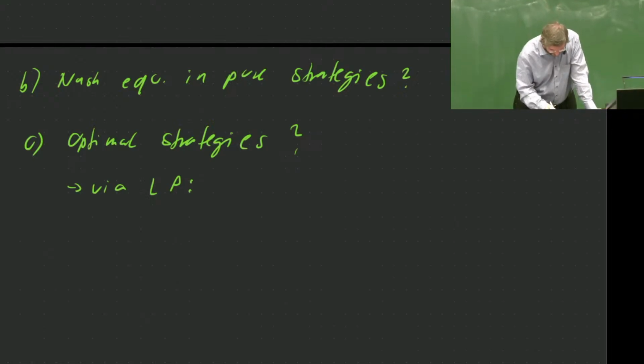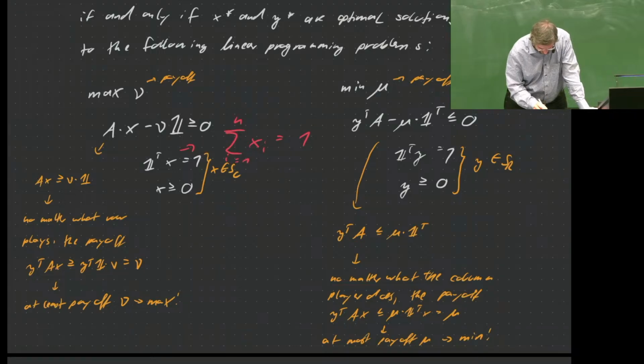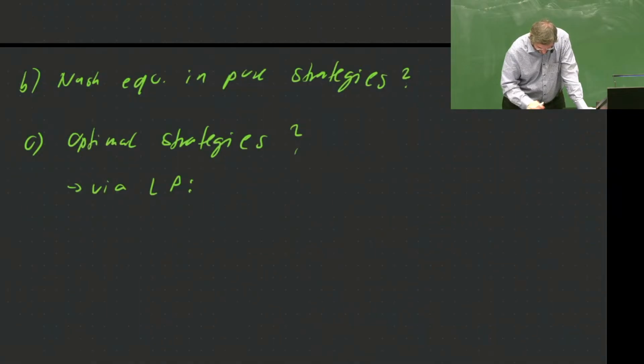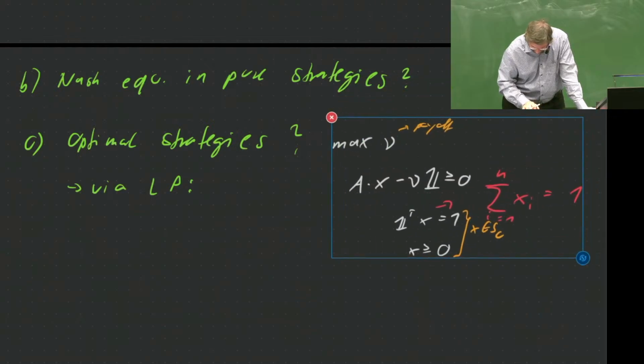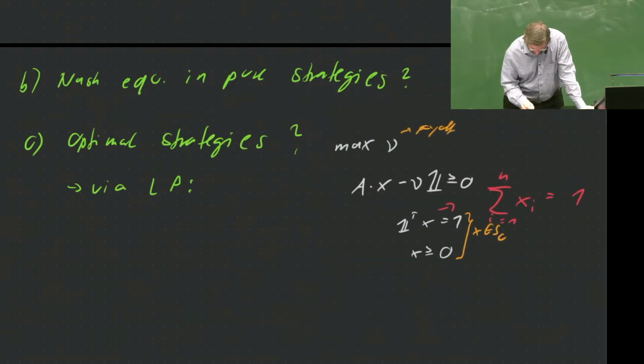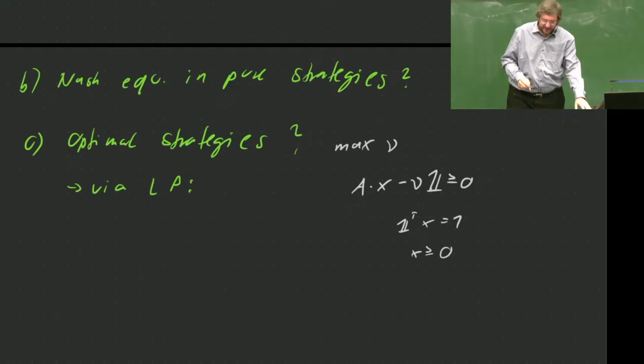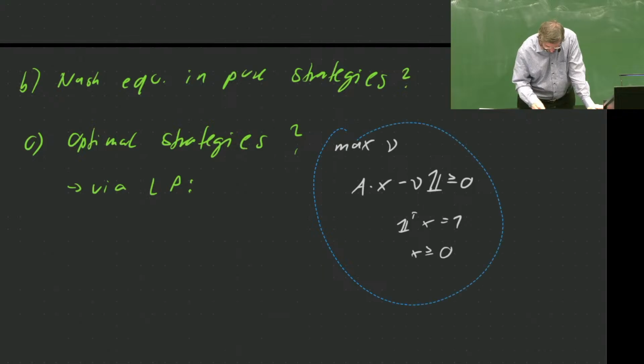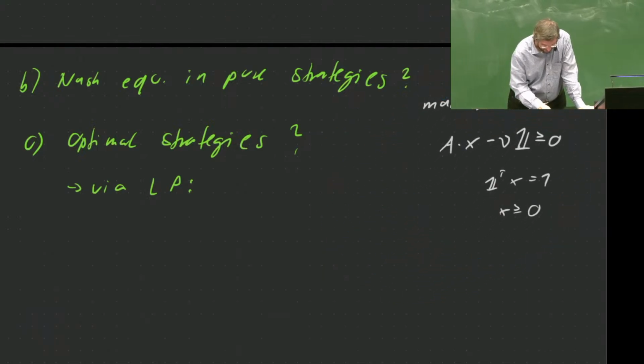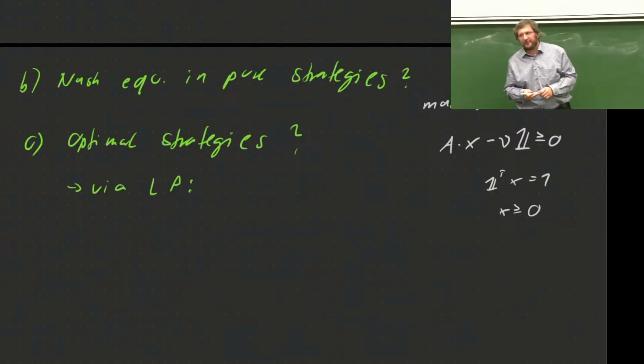So remember what were those? Let me just copy those LPs so that we have a reference. I'll just do this one here. Copy that here. And let me erase all that stuff we don't really need. Okay, so that's the LP here for the column player, and we'll only solve that for the column player. We'll work the same way for the row player.